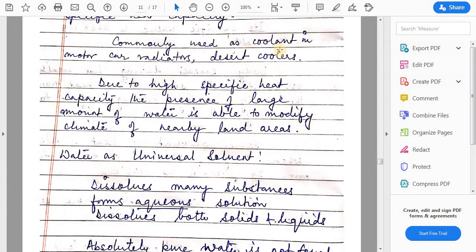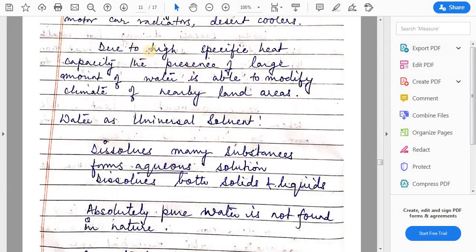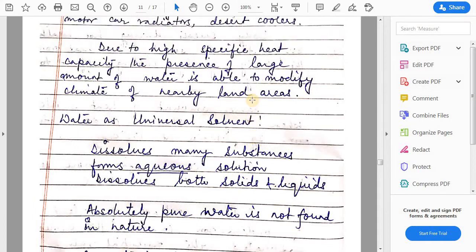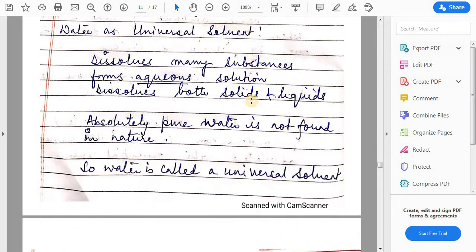Water is commonly used as coolant. Due to high specific heat capacity, the presence of a large amount of water is able to modify the climate of nearby land areas. If you remember, land breeze and sea breeze, this is the application or reason of high specific heat capacity of water.